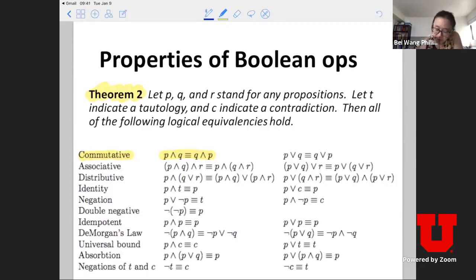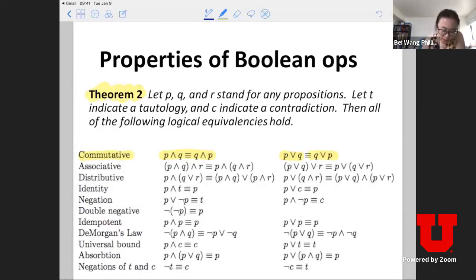Similarly, if I have P or Q, that is equivalent to Q or P. Again, what it is saying is if I switch the order of the OR operation between the two variables P and Q, the result does not change. So that's the first one.